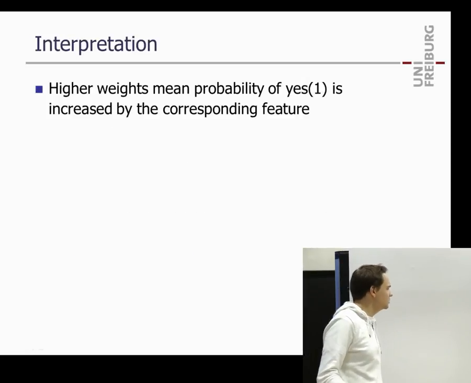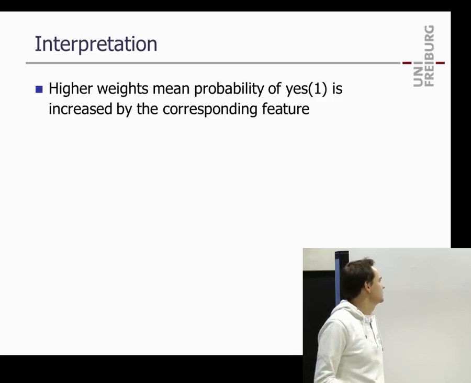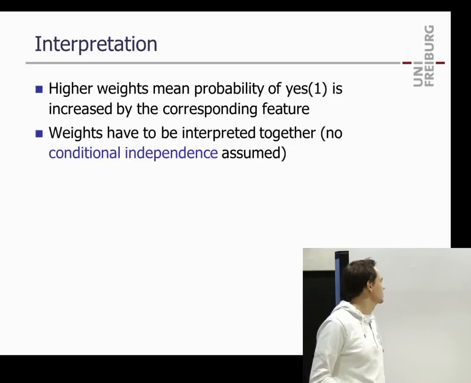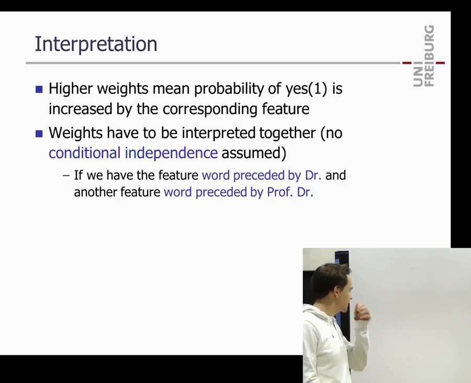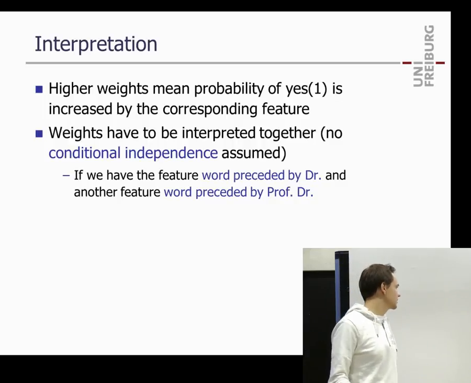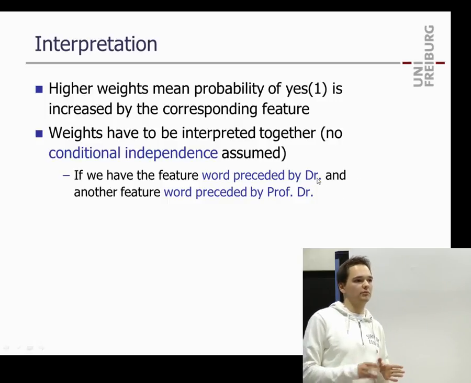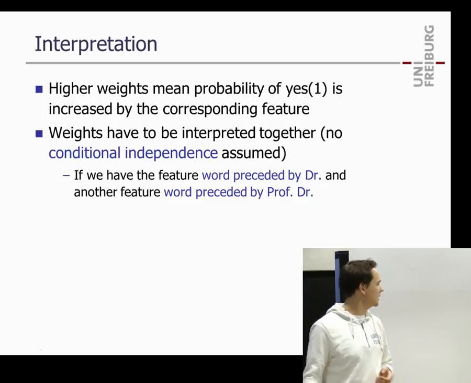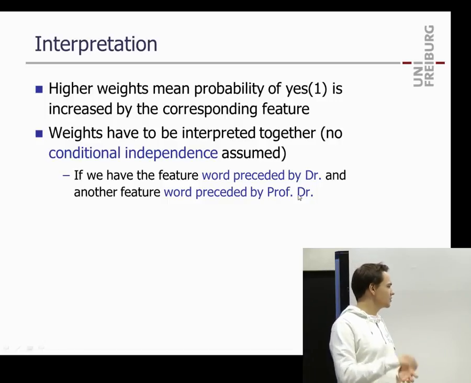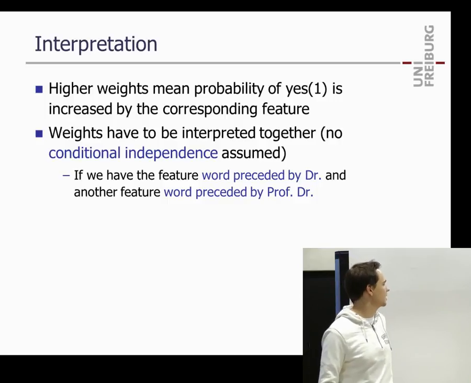And the interpretation is similar to naive Bayes. If you have some high weights, that means that the probability of yes, or of 1, is increased by the corresponding feature. But you have to interpret the weights together. So for example, let's take a very clear example. Let's say we have some feature which says this word is preceded by a doctor, by Dr. dot. Usually you would think, okay, Dr. Smith, afterwards it will probably be a name. And let's say we have a second feature, which says that before there's a professor doctor. Again, probably it will be a name then.